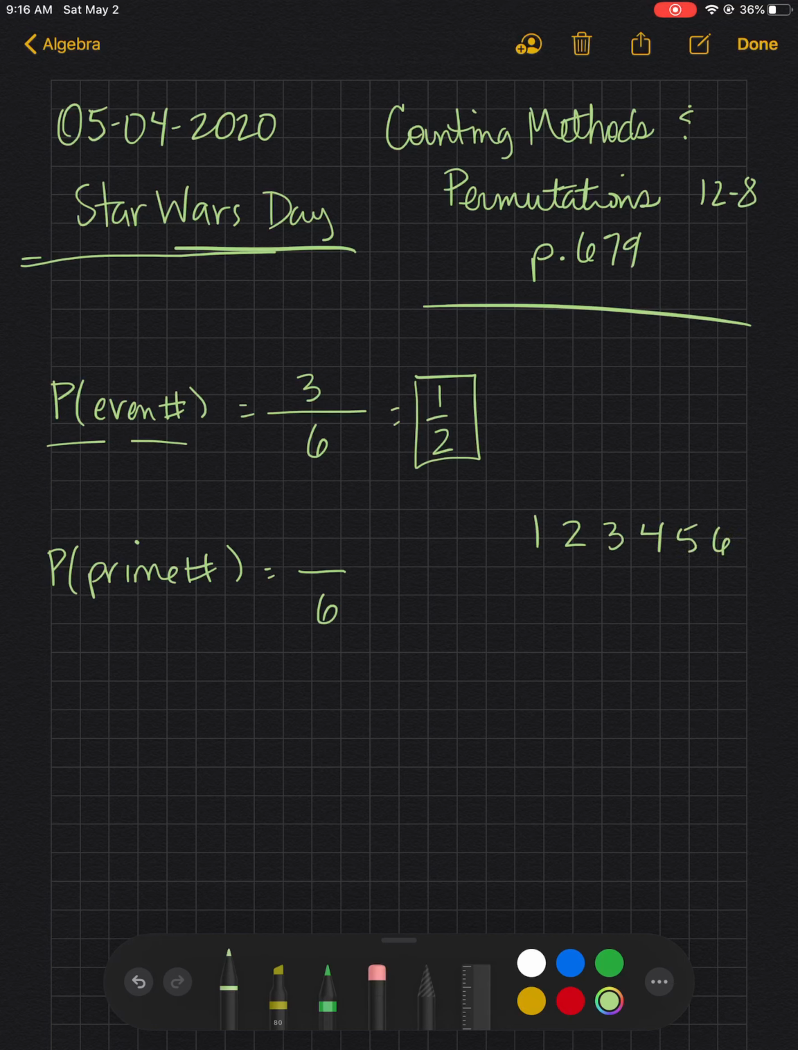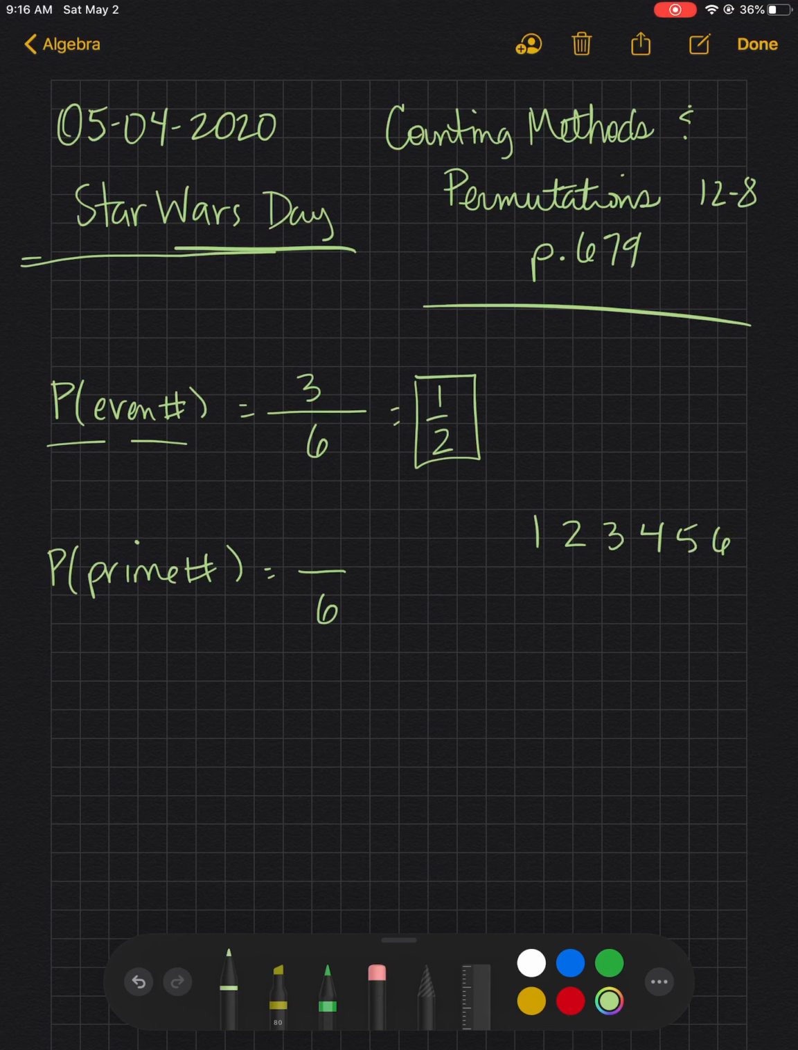All right, number 3. What's the probability of rolling a number greater than 5? Well, there's only one number greater than 5, and that's 6. And there's still 6 possibilities. So 1 out of 6. All right, and number 4, the probability of a negative number. Well, as you know, there's still 6 possibilities on a number cube, but none of them are negative. So the probability of rolling a negative number is 0.